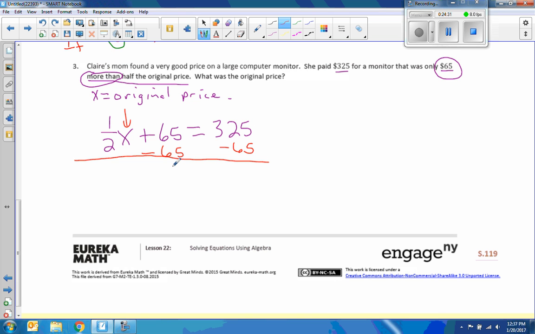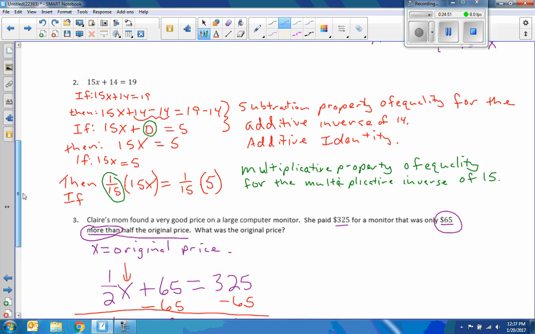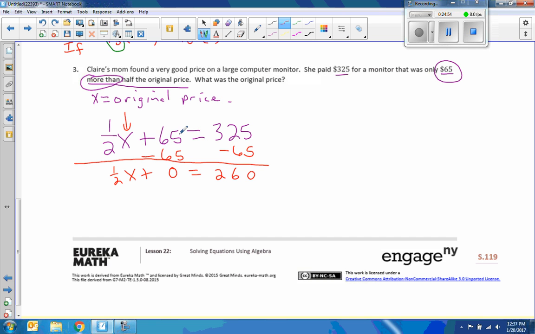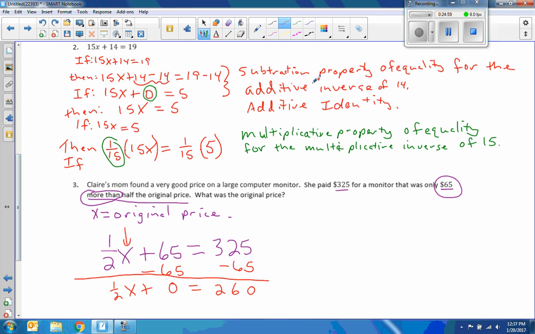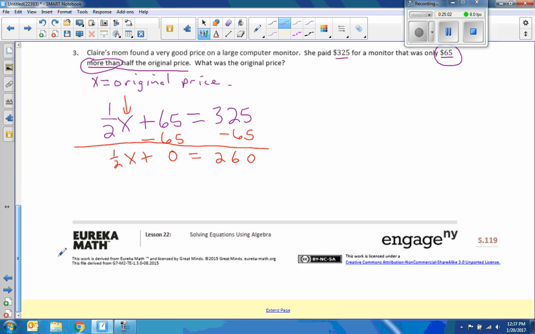And when I do this, I'm going to get 0. 1/2 x doesn't change. Equals 260. Okay, so what I would say here is the same thing I said up above. Subtraction property of equality for the additive inverse of 65. And that's what got me to here. Okay, and then it says additive identity. So then I can simply just say 1/2 x equals 260. Zeros. So that's the additive identity.